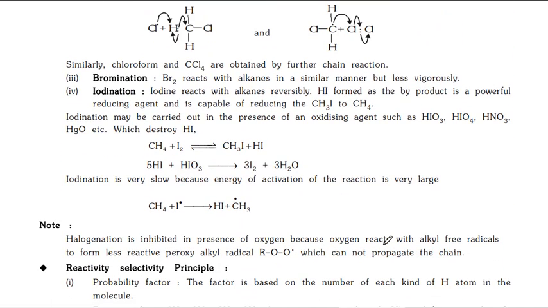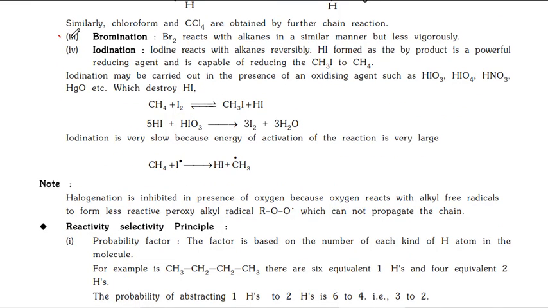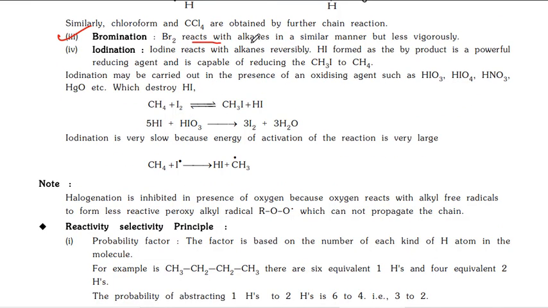Next, bromination. Bromination reacts with alkanes in a similar manner but less vigorously. Means reactivity is decreasing down the group. So bromine is more selective, less reactive. Iodine reacts with alkanes reversibly. HI formed as the byproduct is a powerful reducing agent and is capable of reducing the methyl iodide to methane.